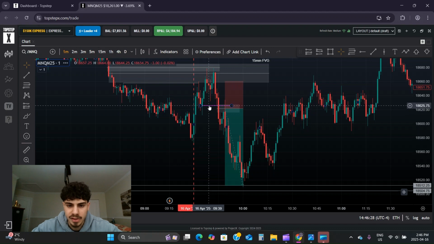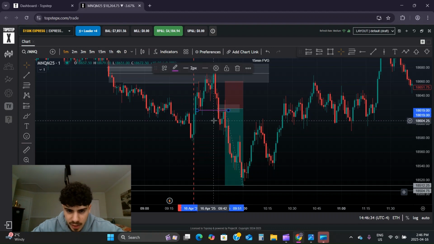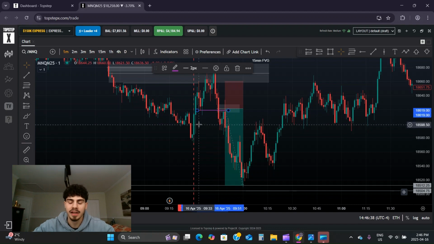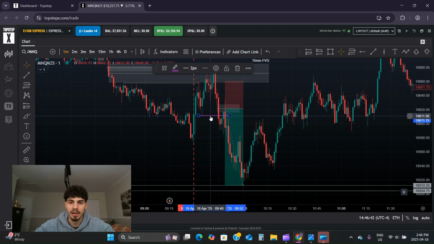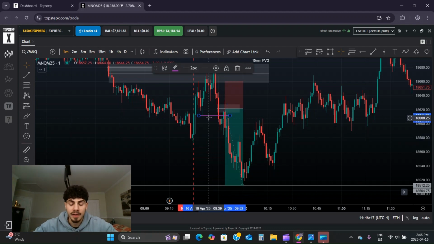Then the third one here is the breaker. If the breaker was below the consequent encroachment like this, I would enter at the breaker since it entered into the fair value gap first, then the breaker. And if the breaker is below the fair value gap in its entirety, I would enter right at the start of the fair value gap. I find that way you don't really miss basically any entries and you always get the most optimal entry.